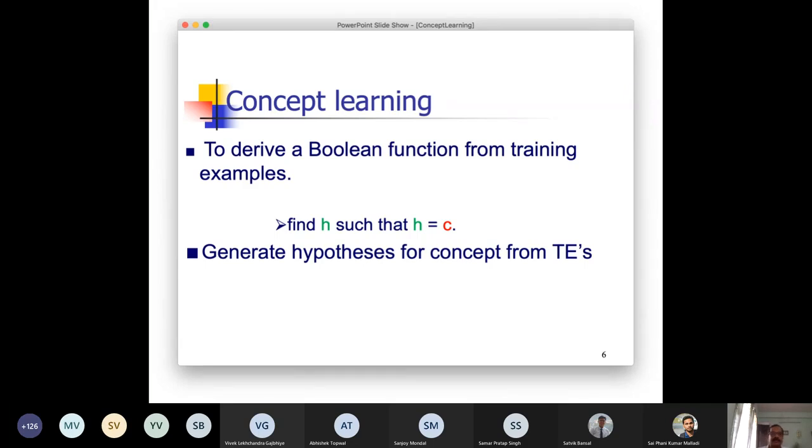Right. So this is a task where you have to derive a Boolean function from training examples, such that it satisfies at least the training data set, and then you can extend that application, extend those definitions, to the unseen data also. So when it comes, you just put those values in the function, evaluate, and get the value.